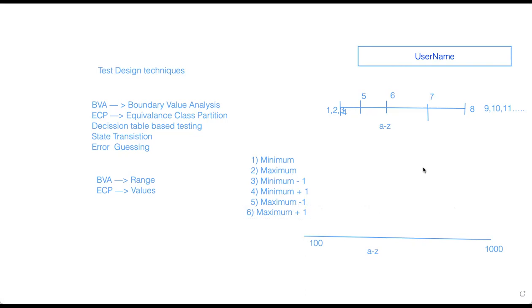So if we consider these 6 parameters while preparing any type of test data for these fields, we need to consider these 6 parameters for boundary value analysis, which talks about the range. Here minimum is 100 and maximum is 1000. So BVA mainly focuses on the range or boundaries of data. But ECP will verify the actual value of the data. ECP talks about the values. Here my value is A to Z.